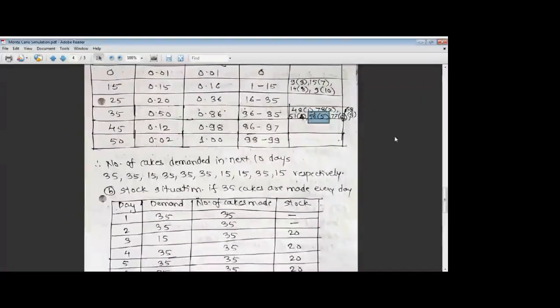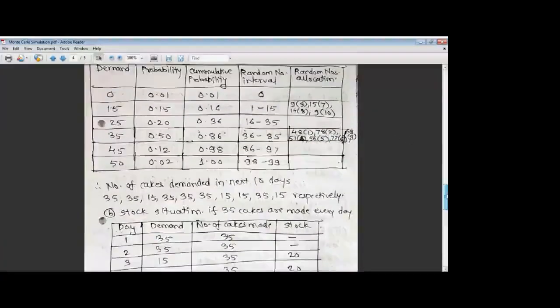The next random number that we have is 77. 77 again falls in 36 to 85, so the placement of 77 is done here. The next random number that has been given to us is 14. 14 falls in the range of 1 to 15, and it has been placed in this particular cell.